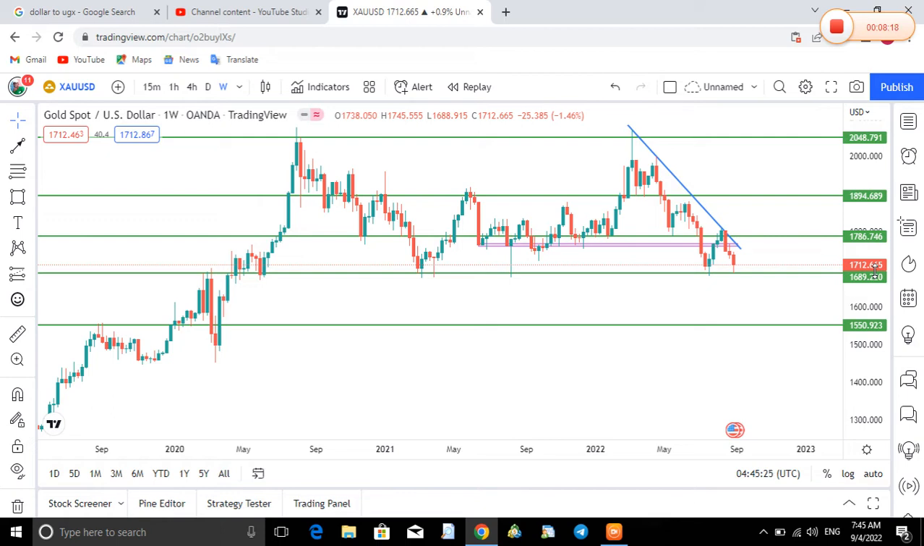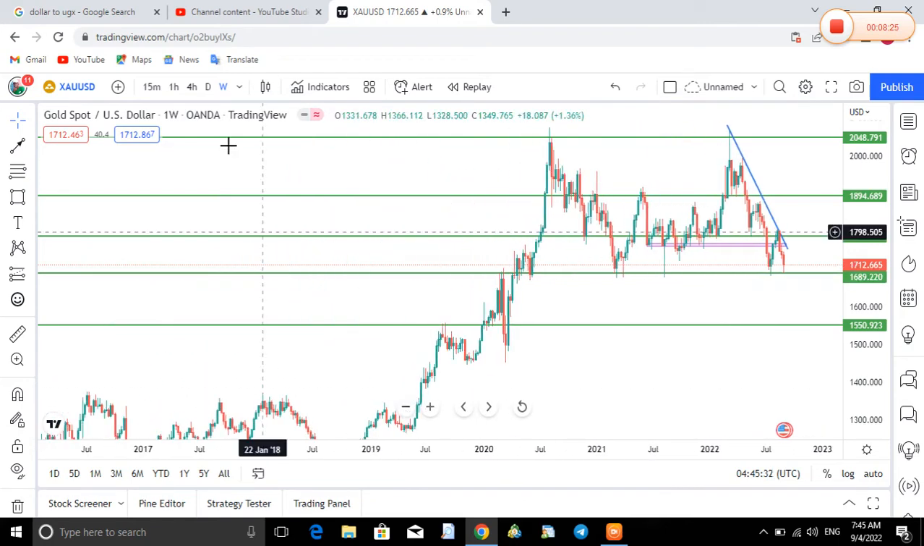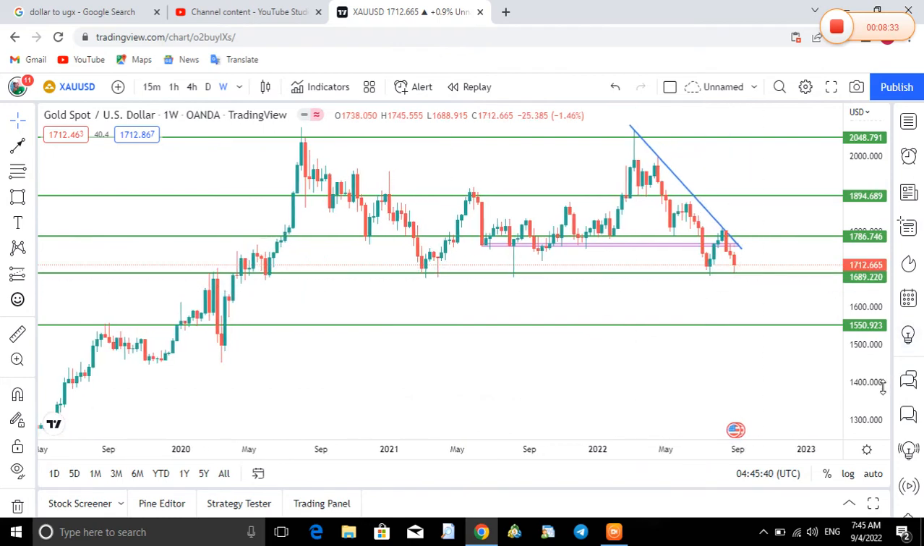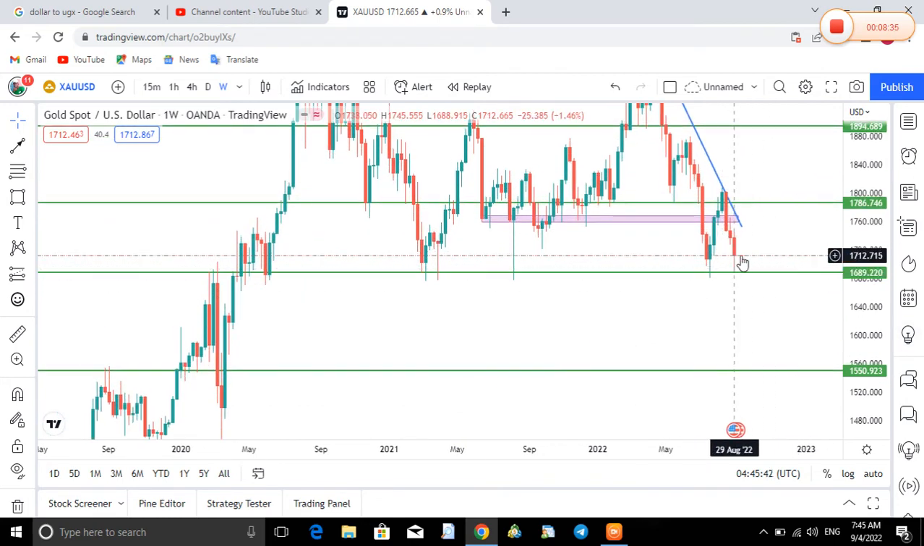Now if I look at gold, gold approached our support level. After approaching our support level, remember I'm in my higher time frame, which is our weekly time frame, I can see there is a huge weak rejection. So whenever you see a weak rejection, that means there is buying pressure. There is a lot of buying pressure.